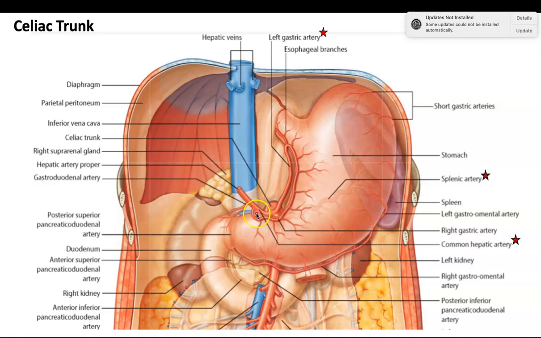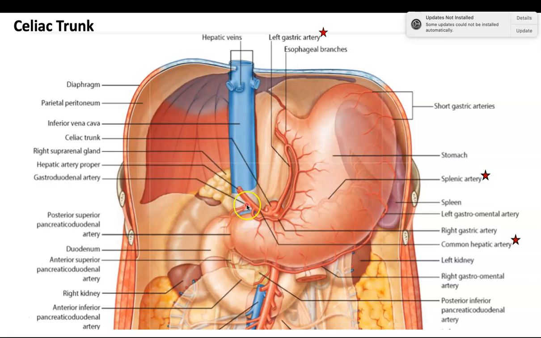Now, the other branch is the common hepatic artery, which gives rise to the right gastric artery. We talked about it, and then it gives a branch here called the gastroduodenal artery that goes down towards the duodenum. And the rest of the hepatic artery, at this point we call the hepatic artery proper. It goes towards the liver, which is what hepatic means, and then it divides into two branches, right and left hepatic artery. When we talk about the liver blood supply, we'll go into detail on that.